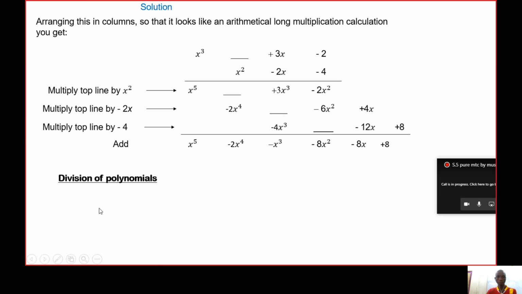So division of polynomials, we can say that division of polynomials is usually set out rather like arithmetical long division. So here again we are going to see how we use long division to divide polynomials.